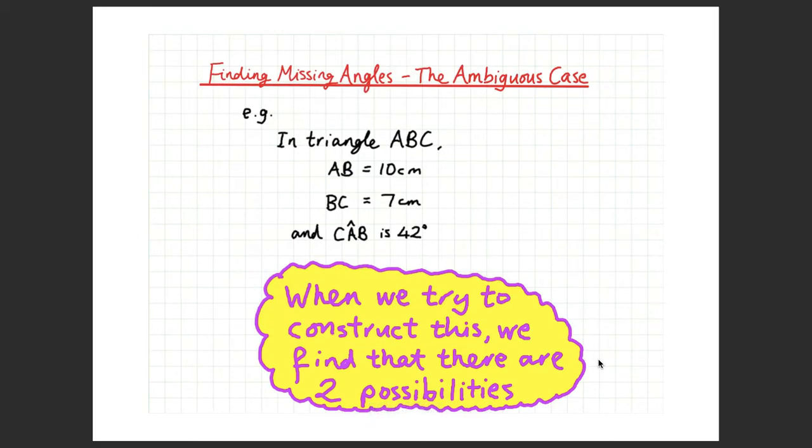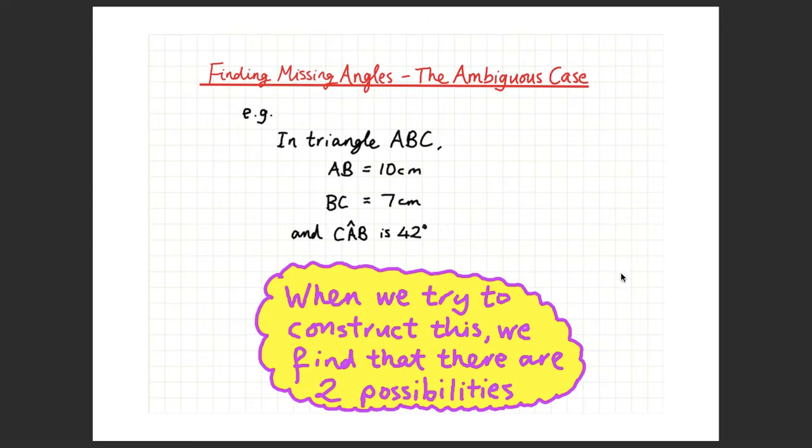So there is an ambiguous case of this that you need to be careful of. So for example, in triangle ABC, AB, so that's the length from vertex A to vertex B, is 10 centimeters, from B to C is 7 centimeters, and angle CAB, so that's the angle at A, is 42 degrees.